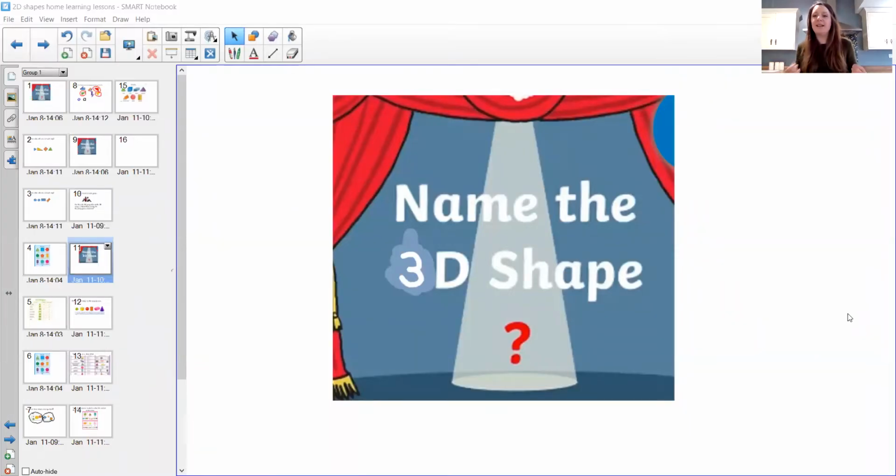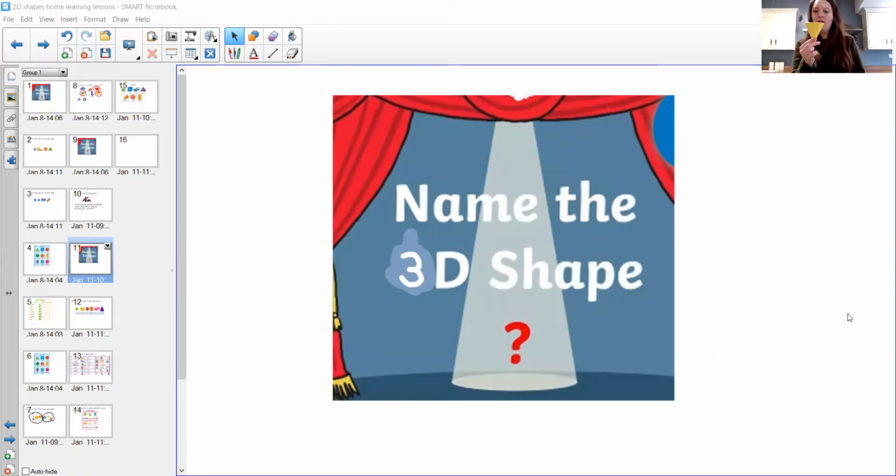So 3D shapes are quite tricky. 2D shapes we can normally name really quickly. 3D shapes have lots and lots of different properties and it can be quite confusing. So we're going to have a look at some of those 3D shapes now and just look at the shapes and what we notice about them. So the first 3D shape I'm going to show you is this one.